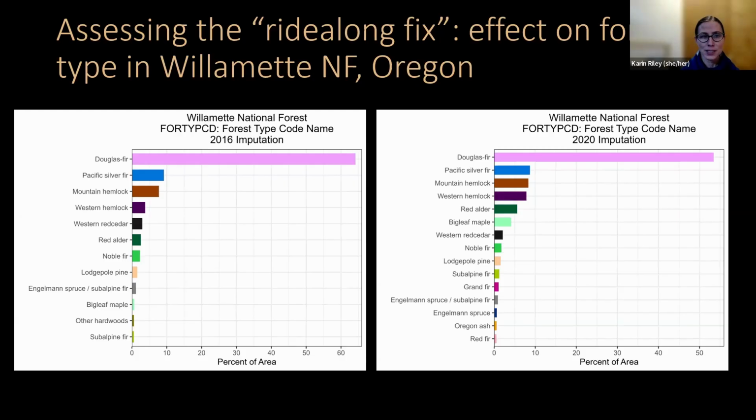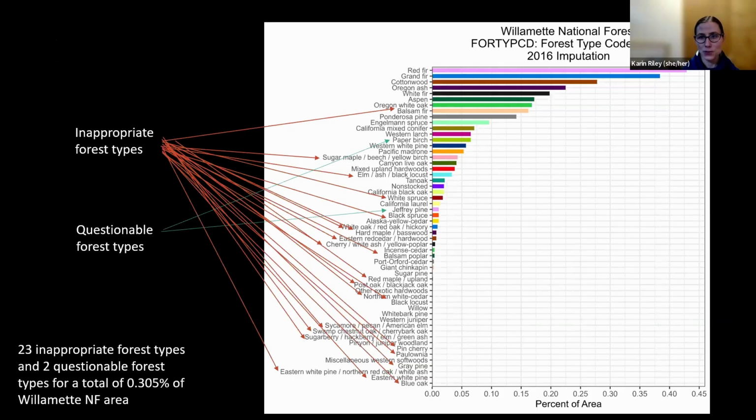But where we start to see things get kind of different is when we look at the forest types that just imputed to a few pixels. So this is forest types that imputed to less than 0.5% of the area. This is in the 2016 data set, and you can see there's a boatload of different forest types here. And we've had Rachel, who's our resident expert, go through and say which types are probably inappropriate. I've drawn a red arrow to those, and there's a couple that are kind of questionable as well. So we're seeing 23 inappropriate forest types and 2 questionable ones in the 2016 imputation. But really, when we total these up, it's not much of the total area at all. It's 0.3% of the total area.